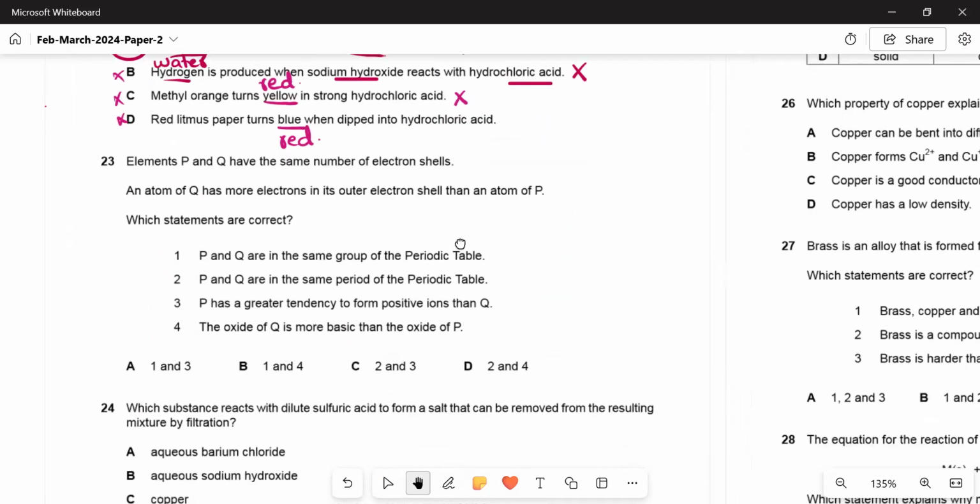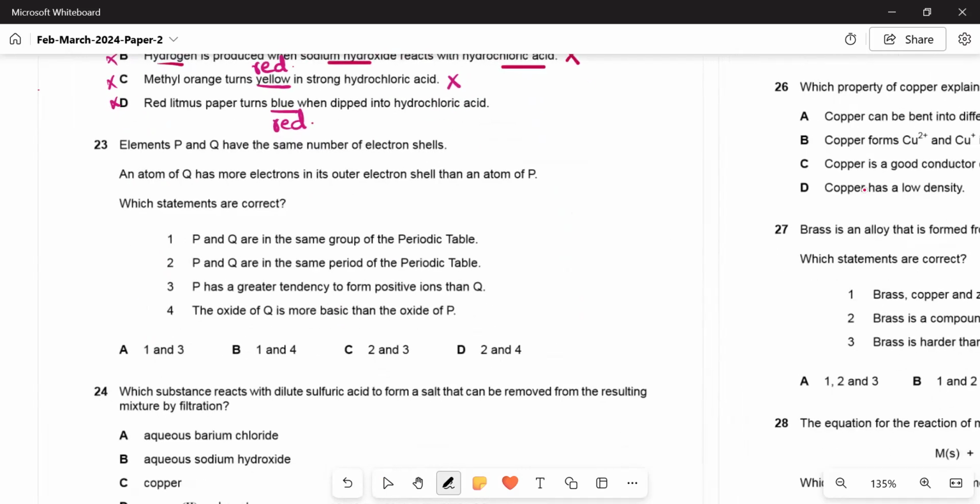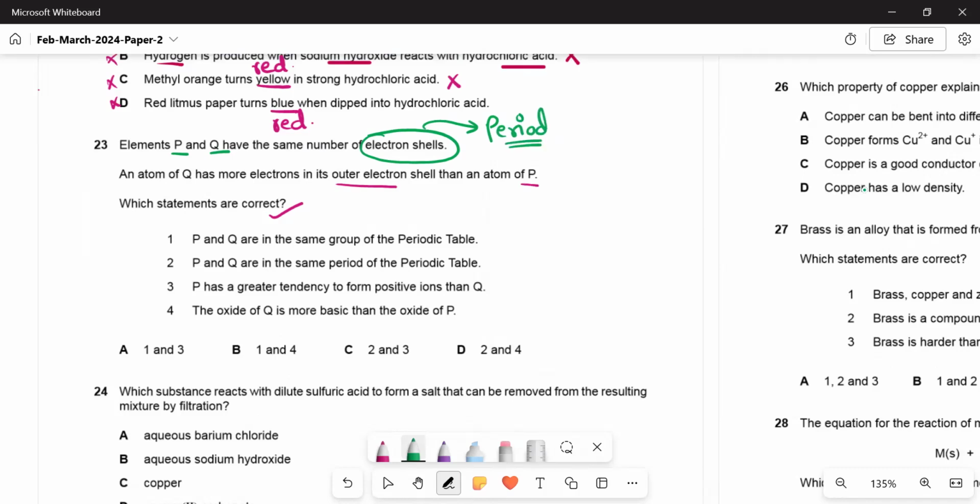Question 23. Elements P and Q have the same number of electron shells. An atom of Q has more electrons in its outer shell than an atom of P. Which statements are correct? Now, it is clearly saying that P and Q have the same number of electron shells. Electron shells means they are in the same period. So P and Q are in the same period of the periodic table. This one is correct.